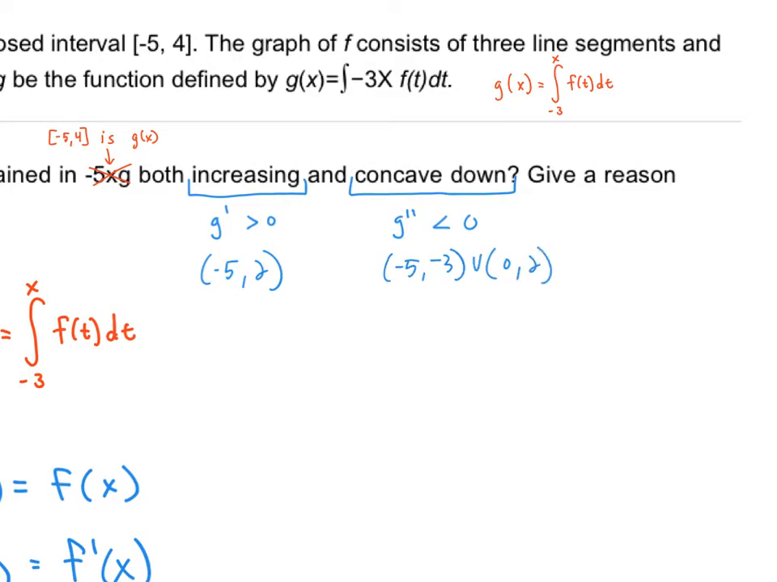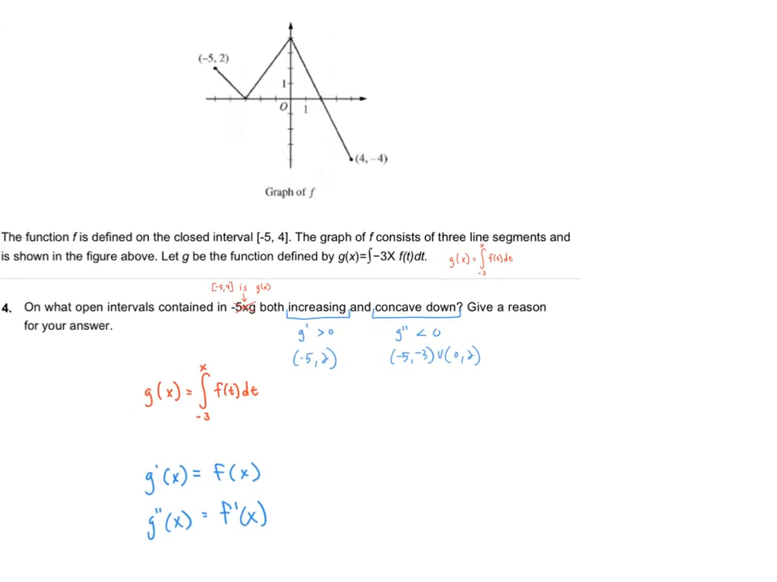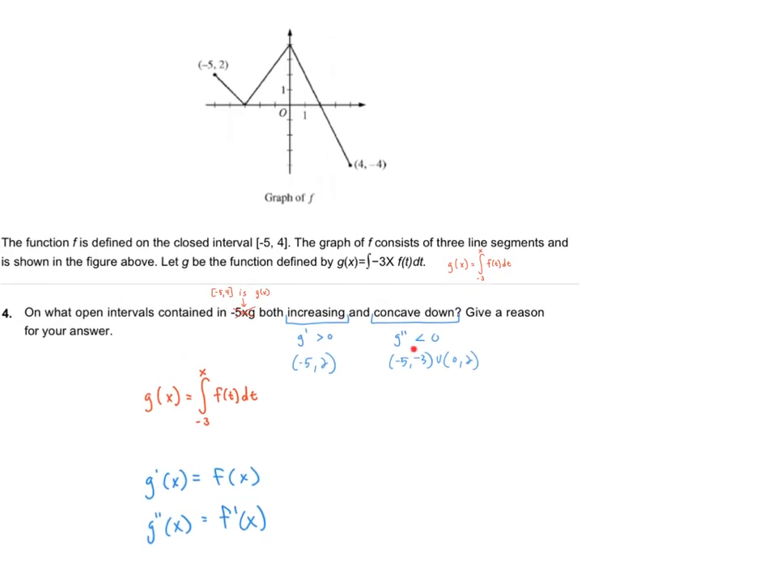Okay, and we want to find the intersection of both of these. And so you can see the intersection of these is just -5 to -3, and then 0 to 2.